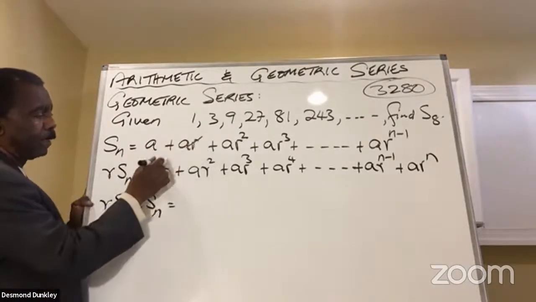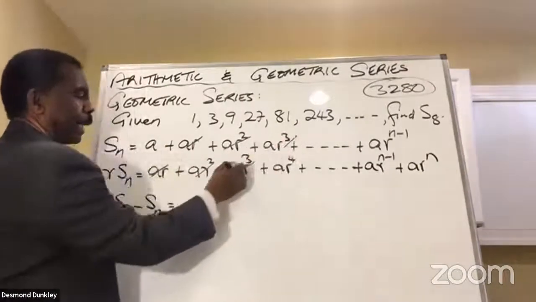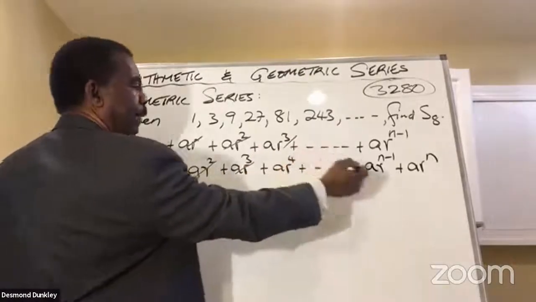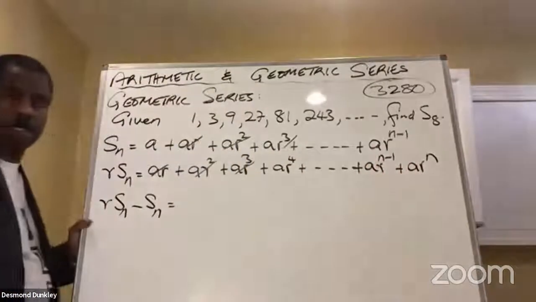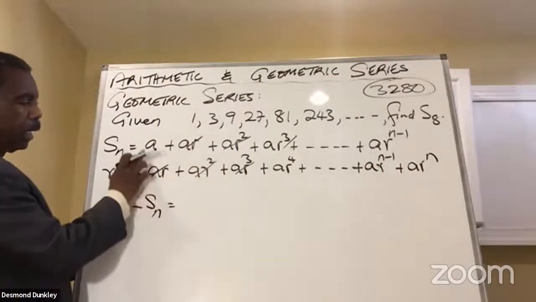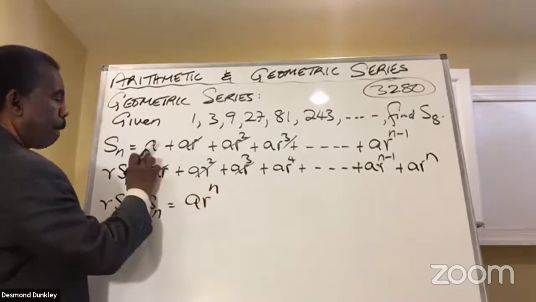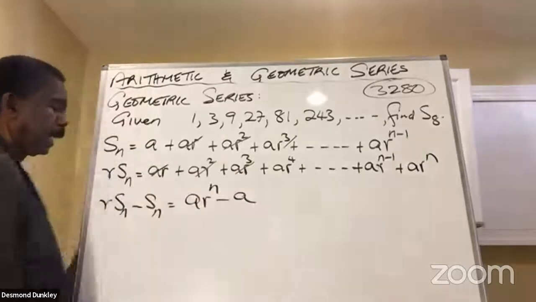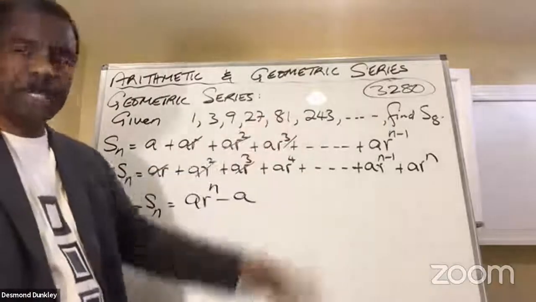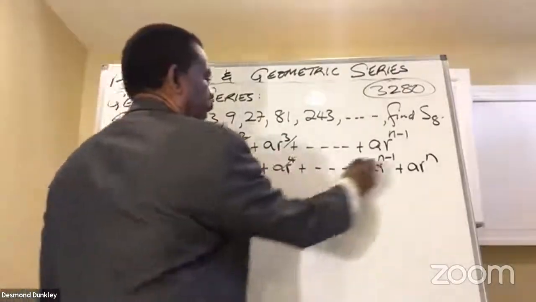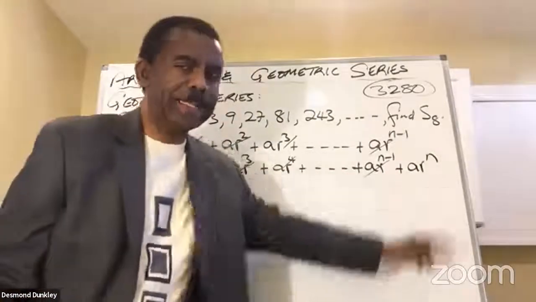this is going to cancel this. This is going to cancel this. This is going to cancel this. All these will cancel each other. This is going to cancel this. And this is going to be left. So there's no match for that one. There's no match for this. So you end up with a r to the n minus a. When you subtract, all the middle terms cancel out each other. Okay, this and these will all cancel. And you're left with the first and the last.